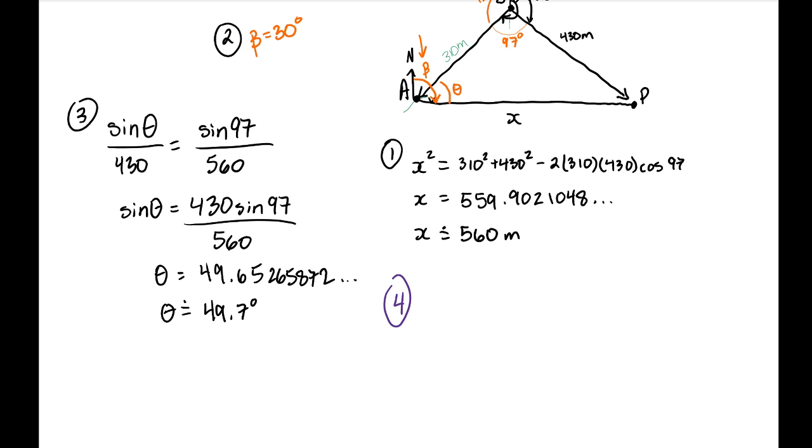My fourth step is to know that the bearing that Alex has to rotate through to see Peter is the angle beta plus theta. And so that would be 30 degrees plus 49.7, which is why I suspect the answer, if you look it up, is 79.7.